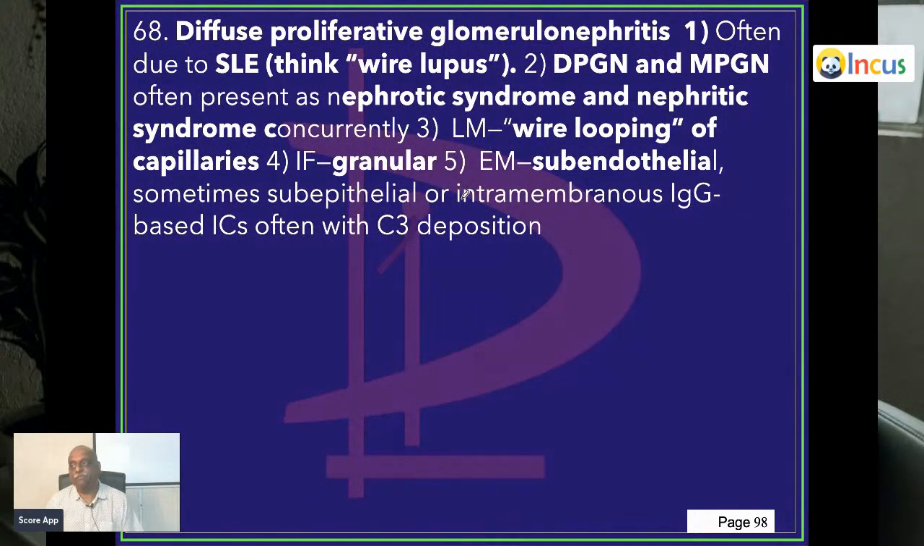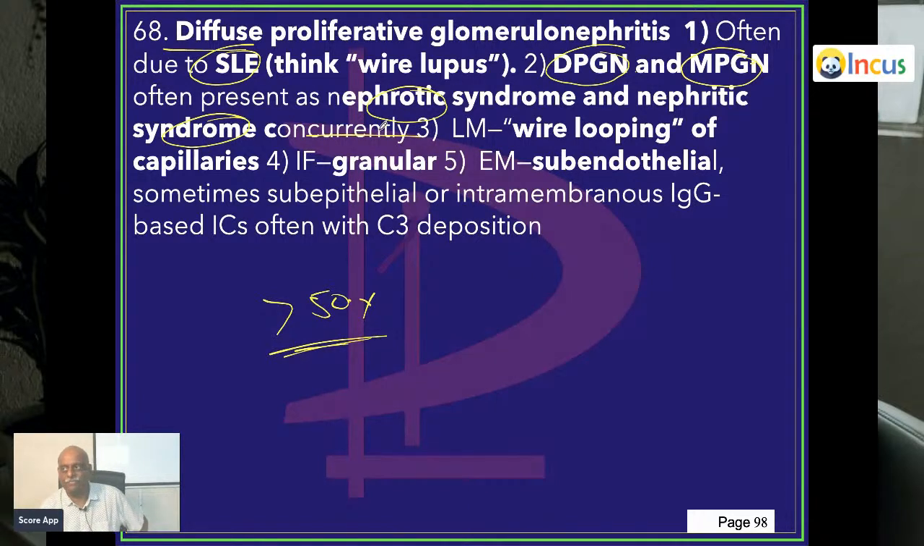Then let's talk about diffuse proliferative glomerulonephritis. What is it because of? Very commonly, systemic lupus erythematosus leads to diffuse proliferative glomerulonephritis. Diffuse means more than 50% of the glomeruli are involved, and proliferative means all mesangial cells, everything, is proliferating. Often this DPGN and MPGN, membranoproliferative, present with nephrotic syndrome and nephritic syndrome concurrently. And what do you see in SLE? Wire looping of capillaries, wire loop lesions. Immunofluorescence is granular, but in lupus nephritis, it is all subendothelial, sometimes subepithelial or intramembranous, but predominantly subendothelial.